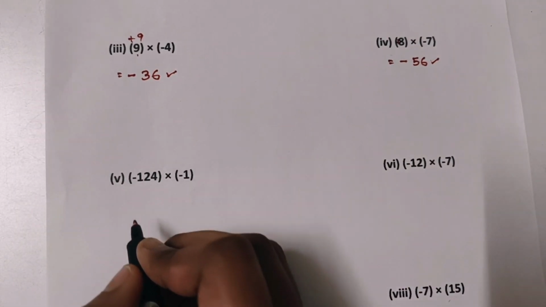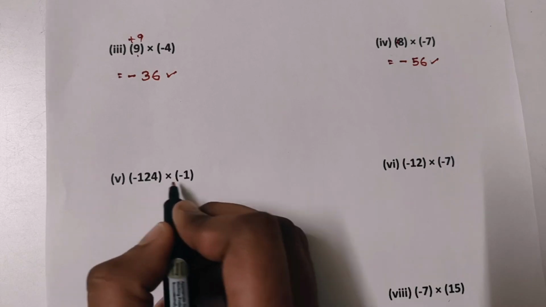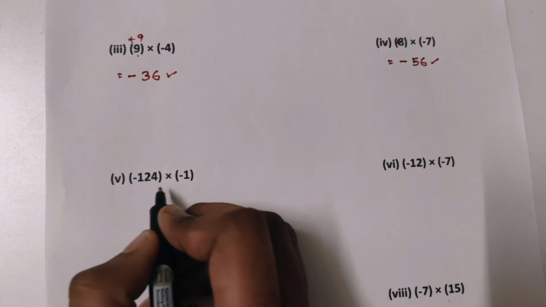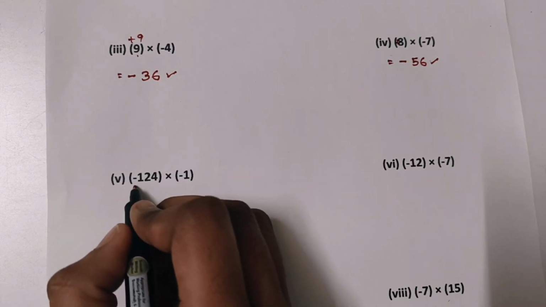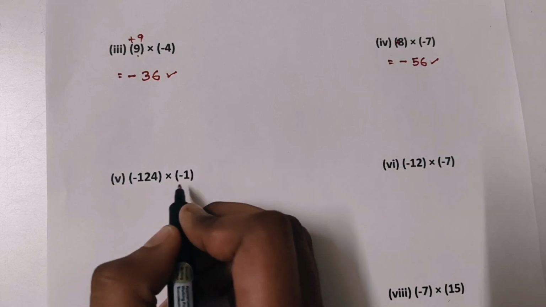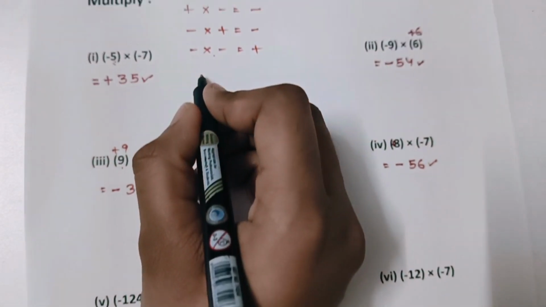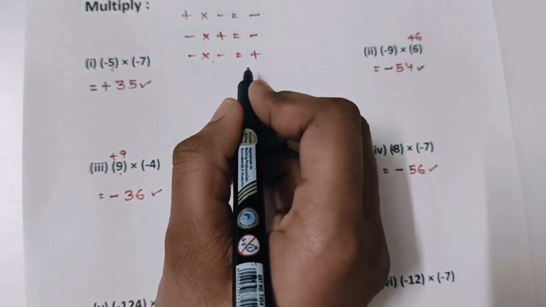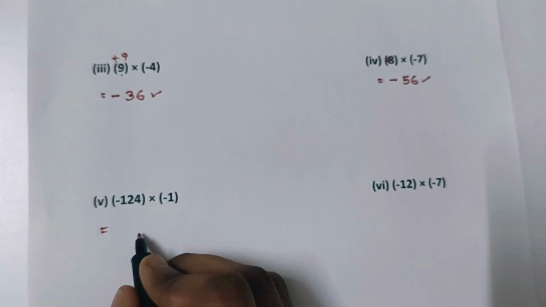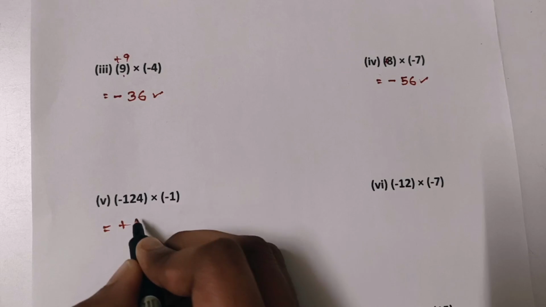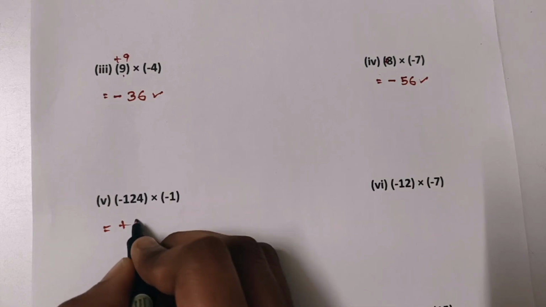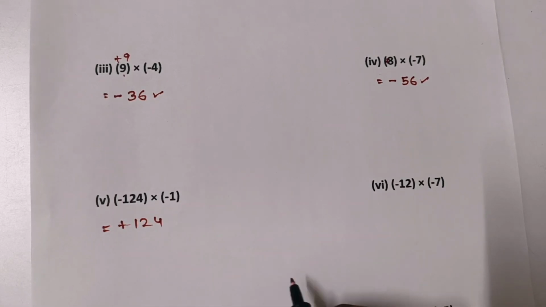Next, fifth question. Here, for the two numbers we have the same symbols, that is negative. So minus 124 into minus 1 equals. So minus into minus we get plus. 124 into 1 we get 124.